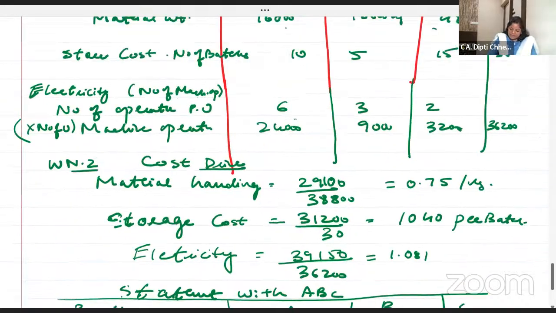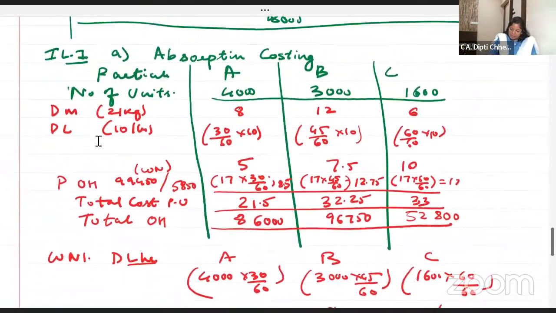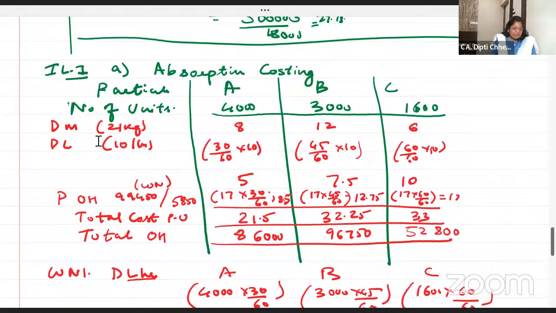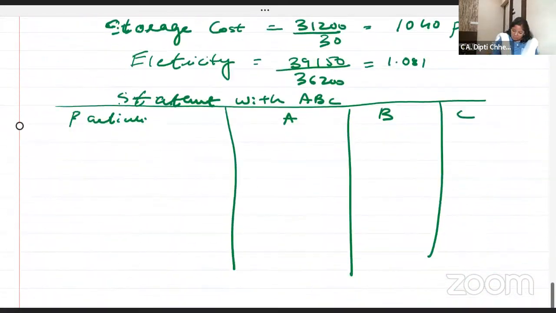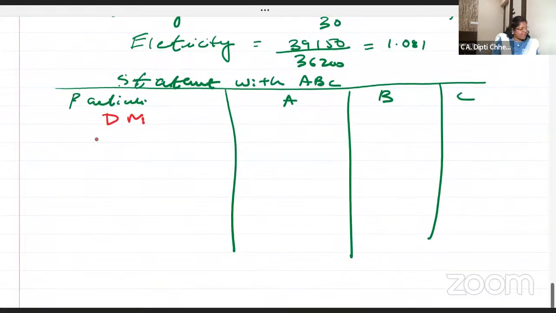Let us begin now. Material cost can be copied from up. Material or labor तो same ही है ना. 8 or 5, 12 or 7.5, 10 or 6. Of course you can copy. Direct material. 8, 12, 6. You don't have to do again. Direct labor. 5, 7.5 and 10.